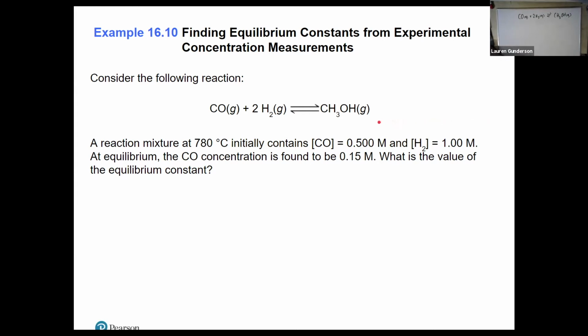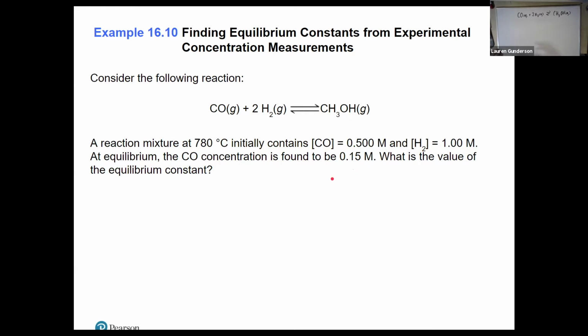So this question tells us a reaction mixture is at 780 degrees Celsius, and they're telling us the temperature here because remember that the equilibrium constants are temperature dependent. So they have to really specify that it's at a particular temperature. It initially contains a concentration of CO of 0.5 and a concentration of H2 of 1 molar. And then it says at equilibrium, the CO concentration is found to be 0.15 molar. What is the value of the equilibrium constant?